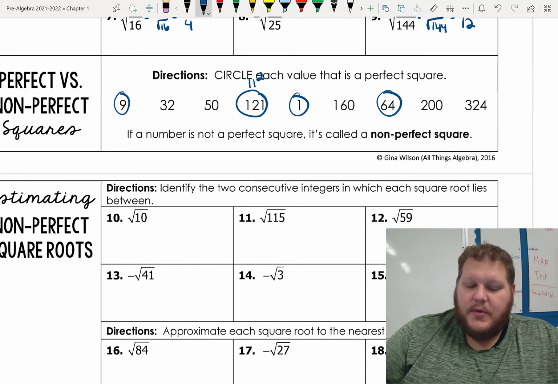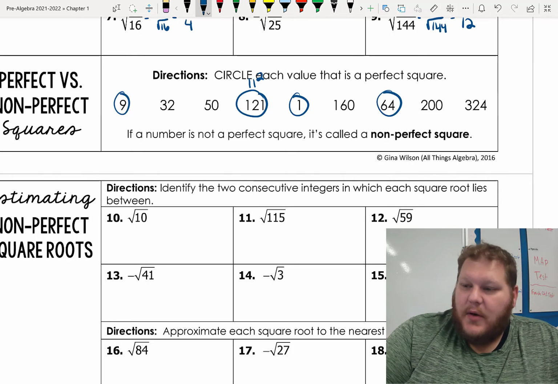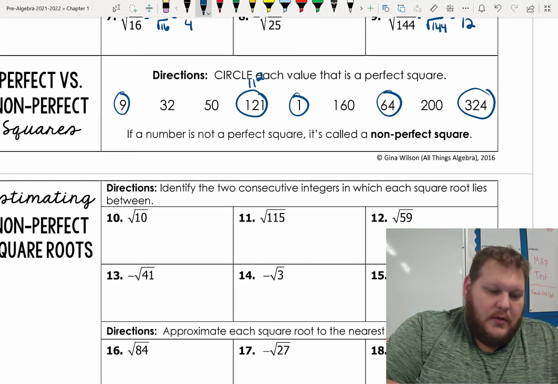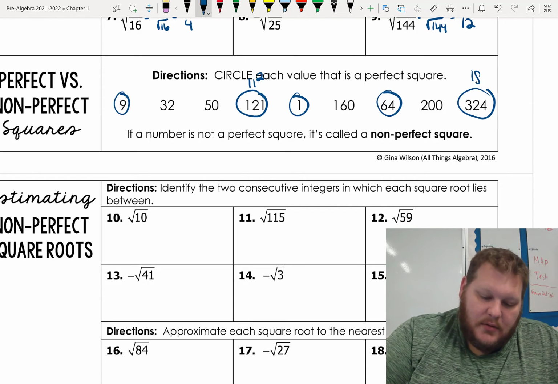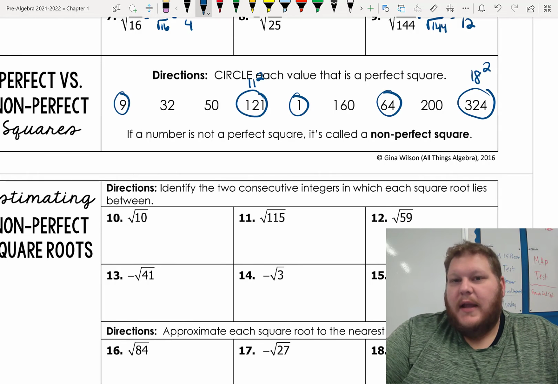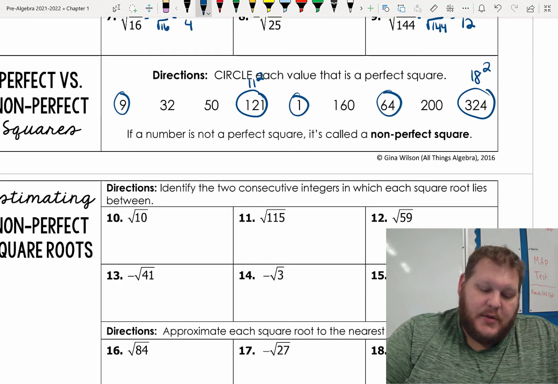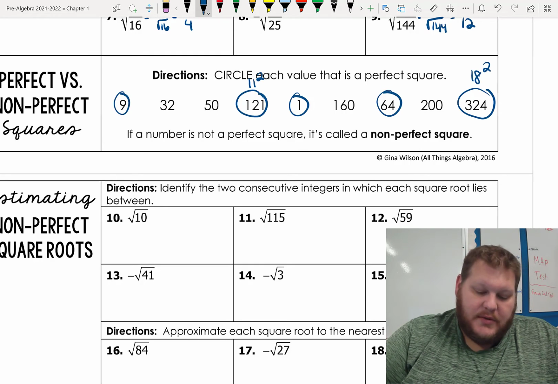11 squared is 121. And then my other one in this list, 324, I know is a perfect square, and it is 18 squared. 18 squared is 324. So those are our perfect squares. So all the ones that are not circled, those would be non-perfect square roots.